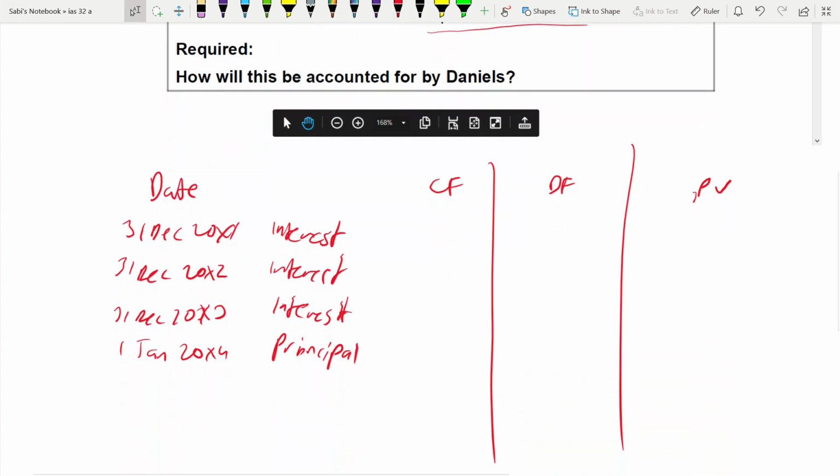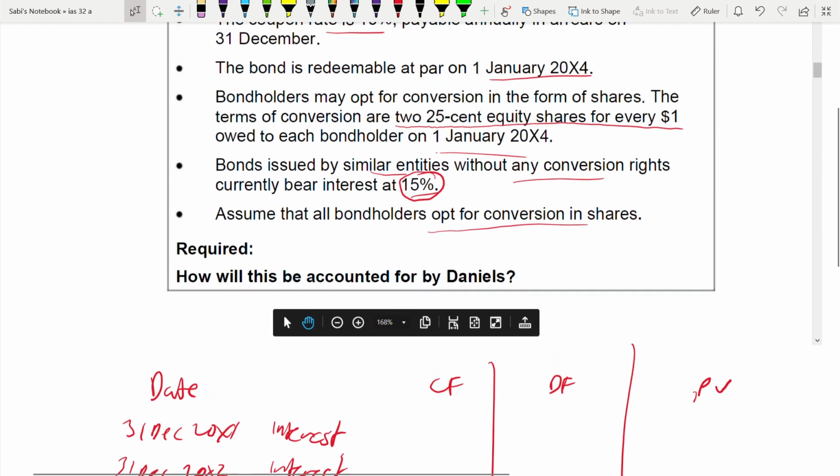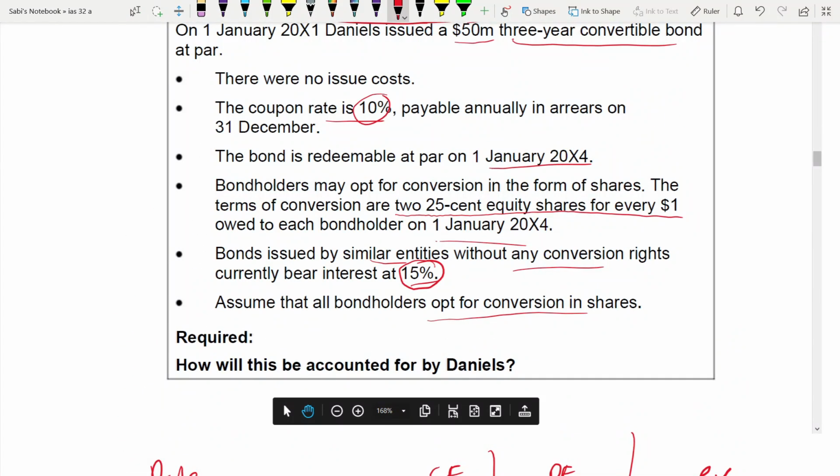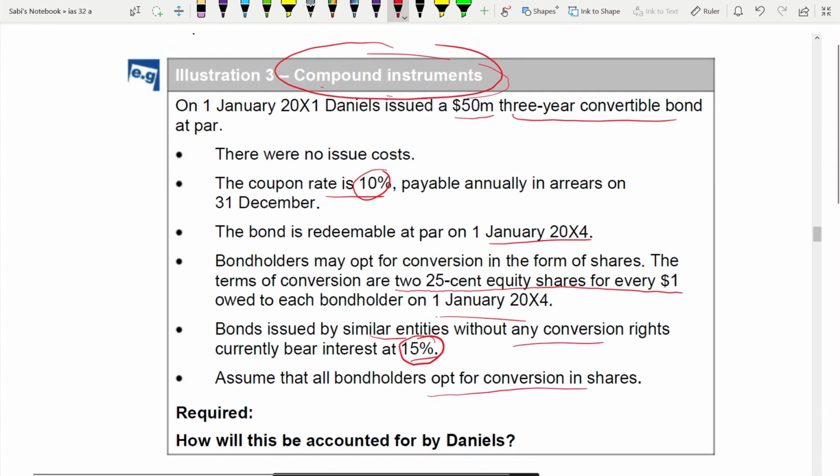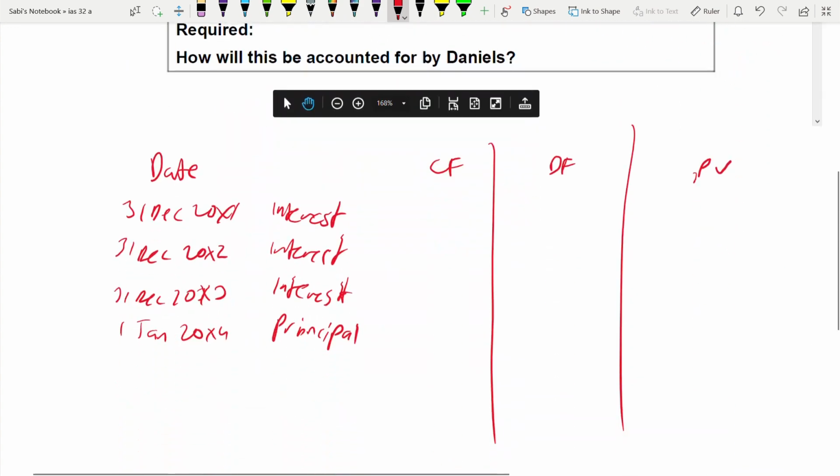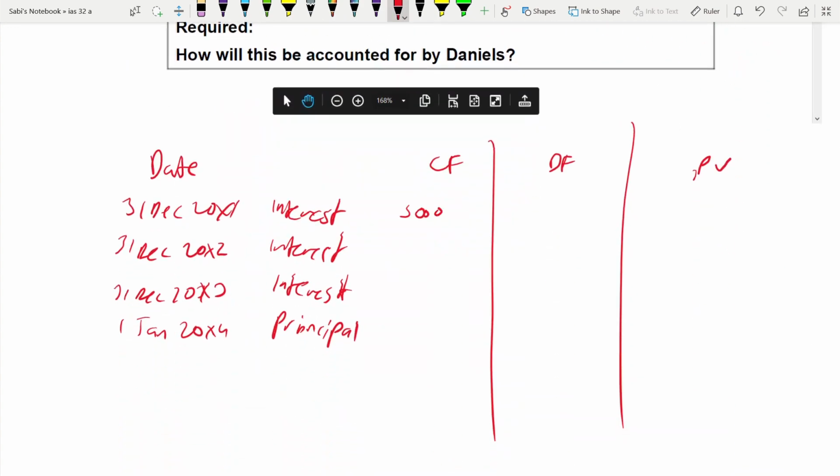Okay. So you have to take the coupon rate to get the cash flow. See, when you have to get the interest, look at the coupon rate. This is 10%. 10% on which amount? On the amount given, 50 million. So if you take 10% of 50, it is 5,000. Understand? So interest will be 5,000, 5,000, 5,000, and finally the principal will be 50,000.